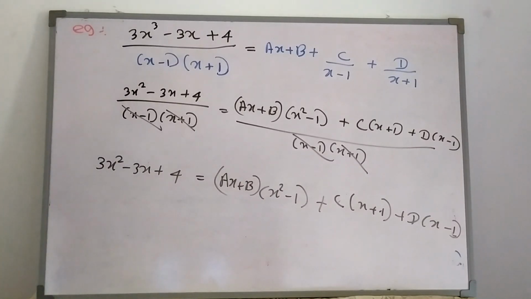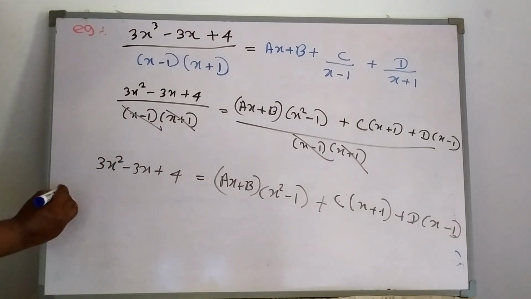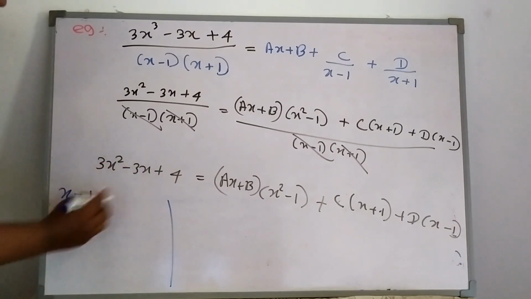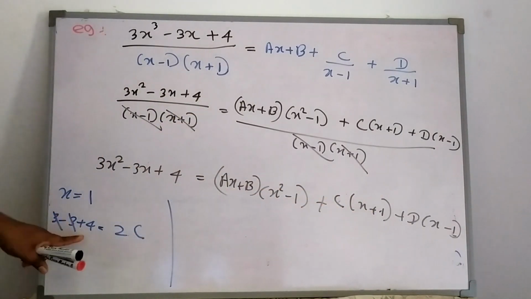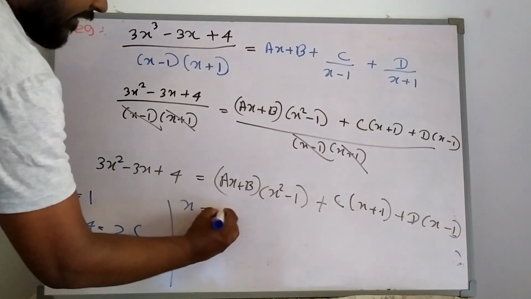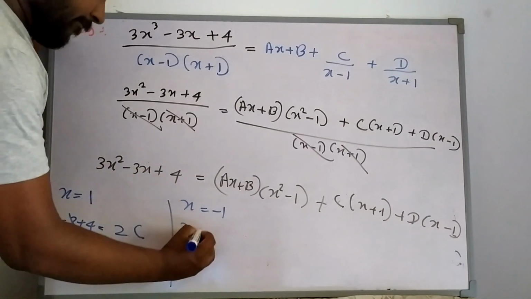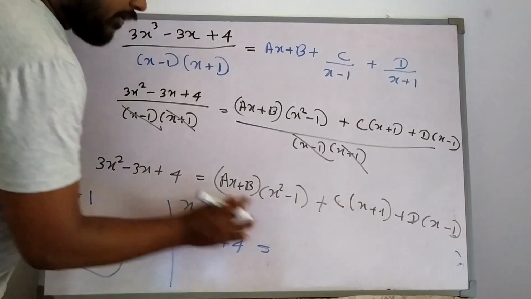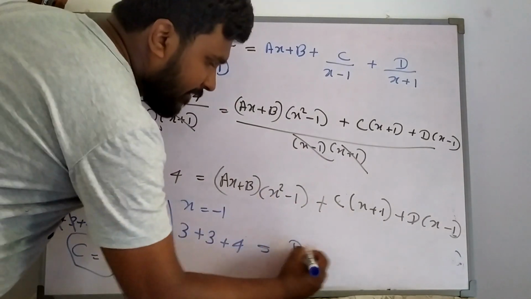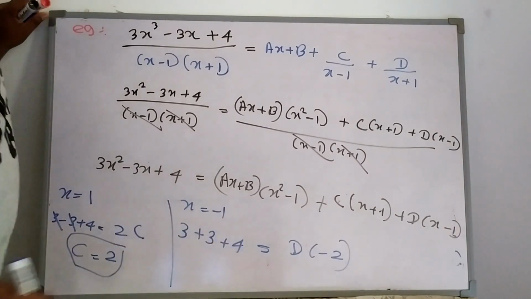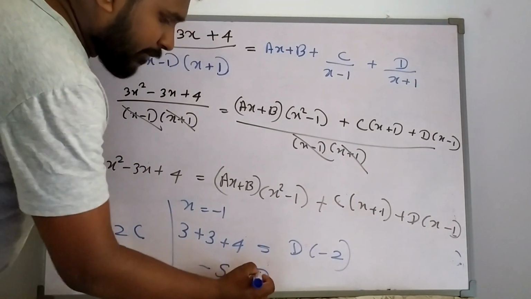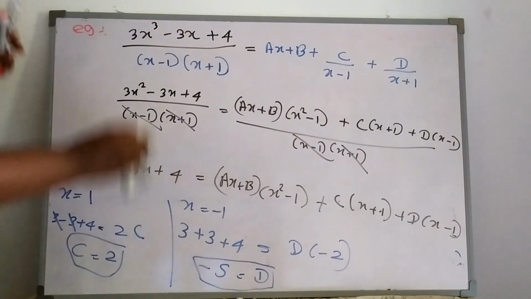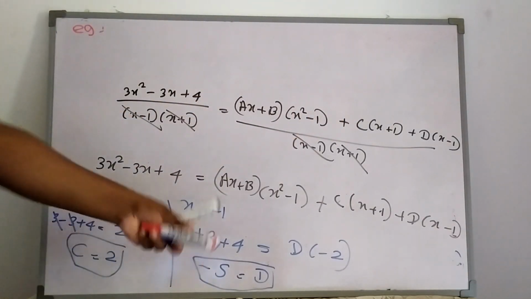Now we have to find the constants. Once you put x equal to plus 1, here it's 3 plus 4, 7, and on the right side the first part is 0 and c into 2. Then we have 2c equal to 7. Then x equal to minus 1: minus 3 plus 4 equals 1, and the right side first part is 0 and it's d into minus 2. Now we found c and d.